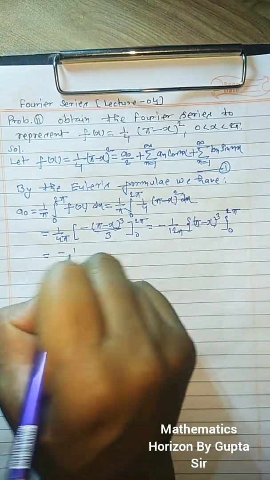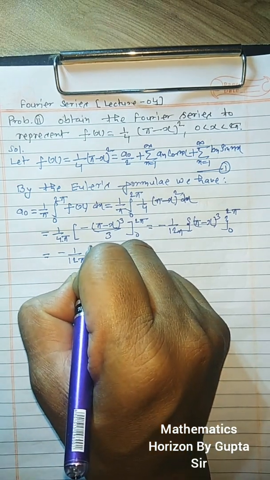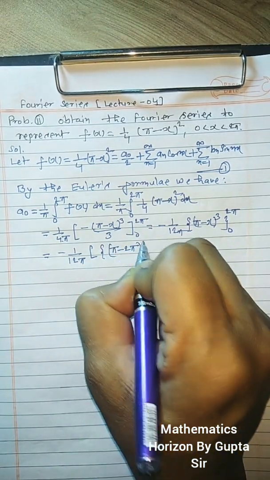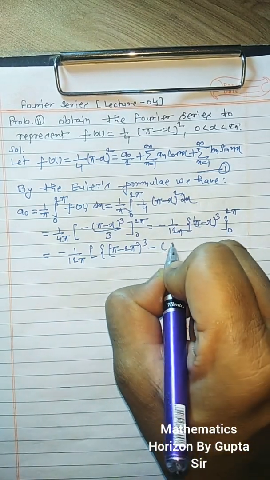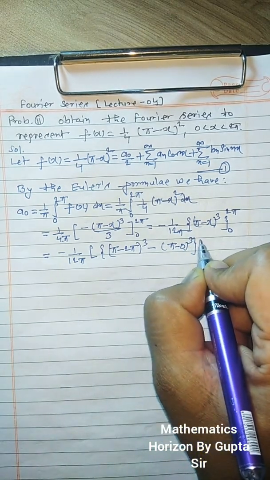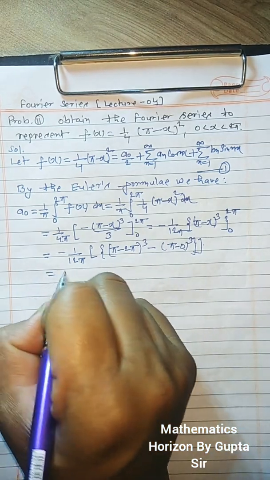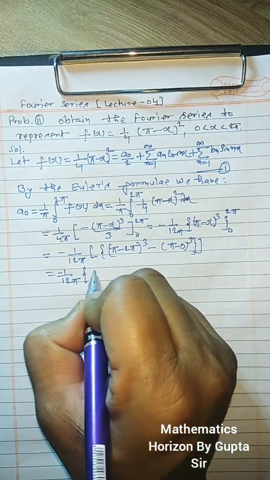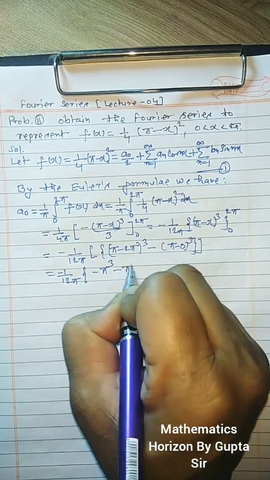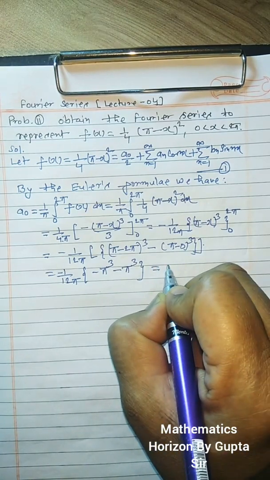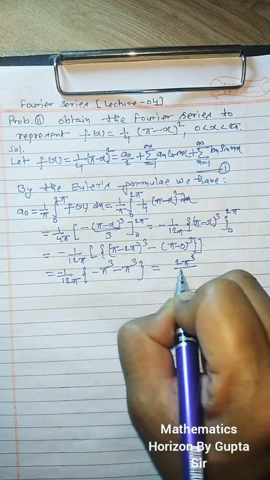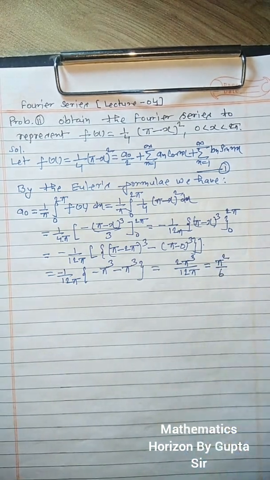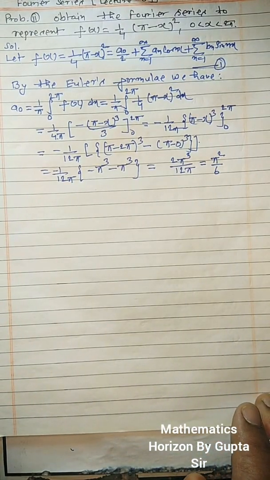Now we apply this limit, minus 1 upon 12 pi is outside. When we put x equal to 2 pi, it is (pi minus 2 pi) whole cube, minus, when x equal to 0, it is (pi minus 0) whole cube, that is 1 upon 12 pi. What we have here? Pi minus 2 pi, that is minus pi to the power 3, and here minus pi to the power 3, that is minus minus plus, 2 pi to the power 3 upon 12 pi. On solving this, we have pi square upon 6. This is the value of first Euler coefficient a0.